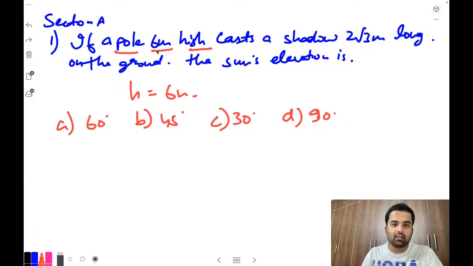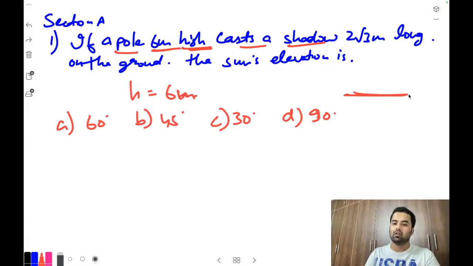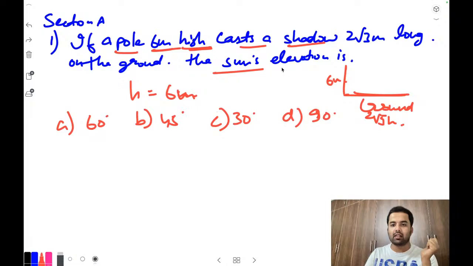So 6 meter high, which means the height is 6 meter. Casts a shadow. The shadow will obviously be on the ground, right? It is already on the ground. Only your shadow will come on the ground. So ground is this, height is this. See, height is 6 meter, ground is 2 root 3 meter. The sun's elevation. See, the sun will be here. So what will the sun's elevation be?